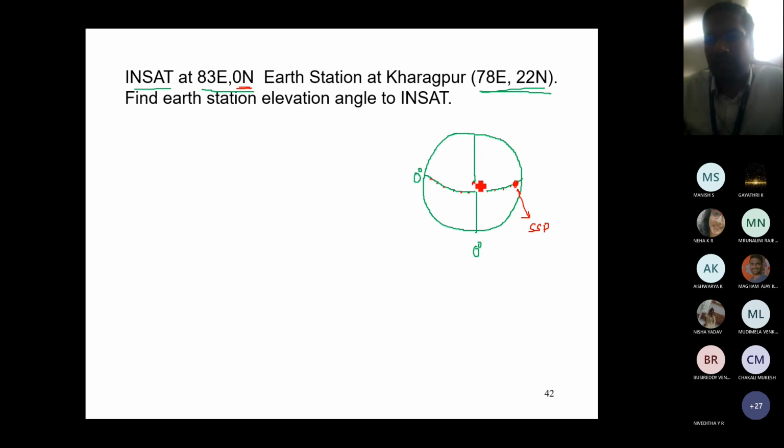Understood? Now you make a line joining the center of the Earth to the sub-satellite point, and you extend it towards this direction. If you go up to a distance of 41,000 kilometers from the center of the Earth, or around 36,000 kilometers from the SSP point, then you will reach exactly the satellite point.